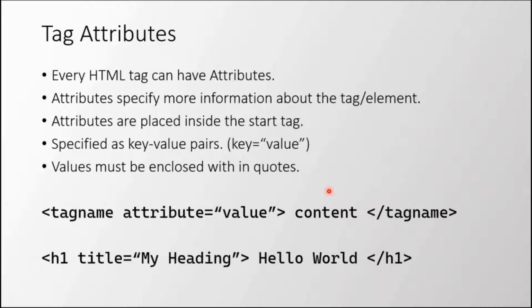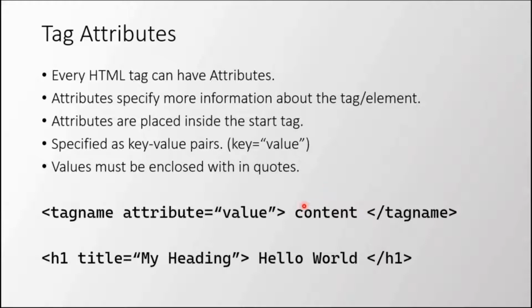Next, attributes. Every HTML tag that you find will have attributes. Attributes are there to specify more information about a tag element. You can only specify up to a limit with the tag name, but if you want to specify more details about that element, now you can use attributes.